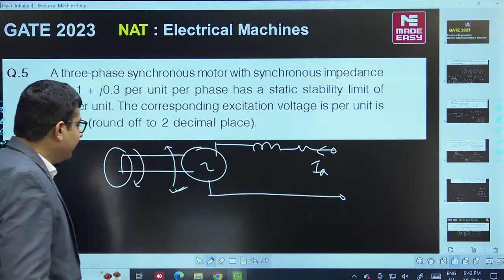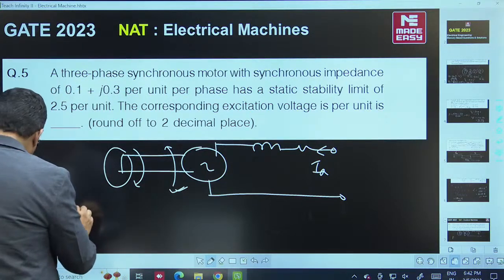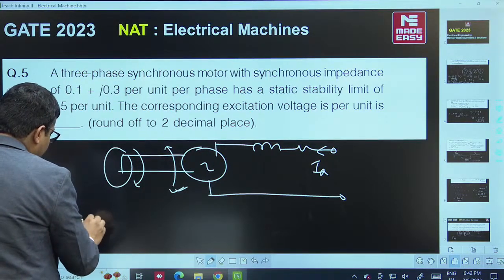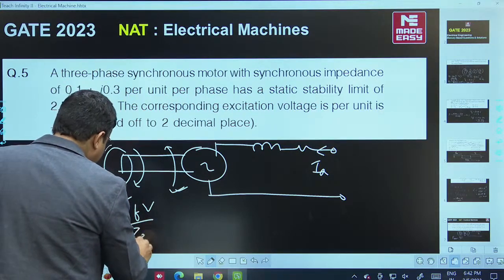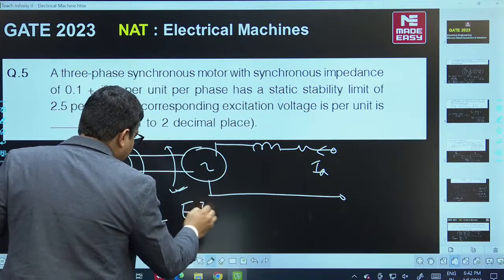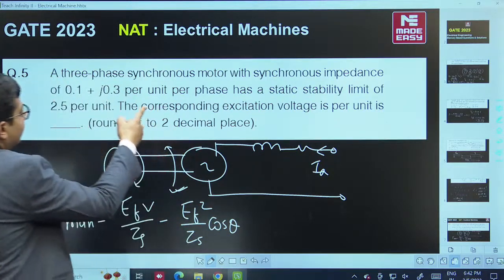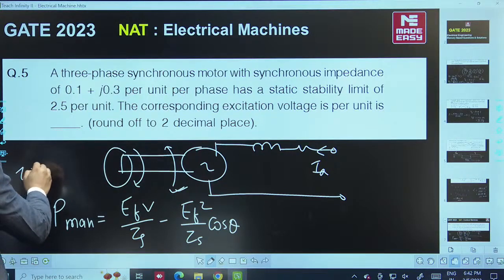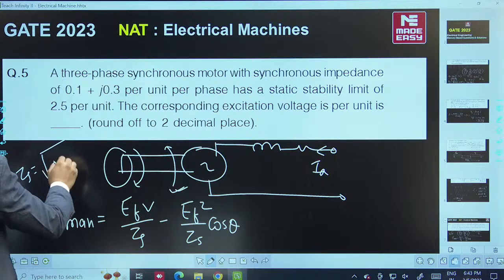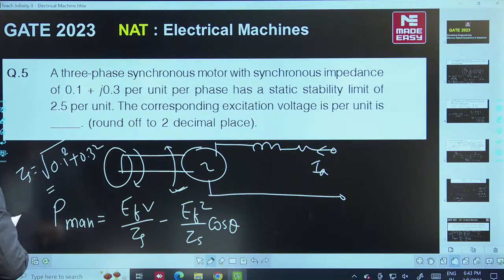Yes. So the point is, we need to calculate this, and the maximum power will be equal to, that formula is EFV by Zs minus EF square by Zs cos of theta. So here Zs is given as 0.1 plus j 0.3. So what will be Zs? Zs is equal to the square root of 0.1 square plus 0.3 square. How much is it?